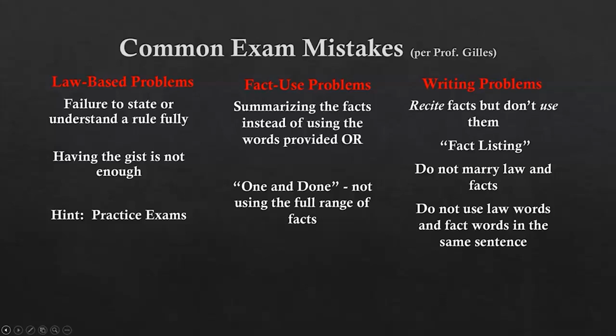Writing problems. So reciting facts, but not using them. So fact listing and not marrying the law and facts together. So you're putting the relevant fact in there, but you really could have just lifted it from the fact pattern. That is not what you want to do. You want to be sure to tie it to the rule words, to tie it to that law. And the best way to do this is to use those law words and fact words in the same sentence. And you can do that highlighting trick to make sure that both are present to constitute legal analysis.